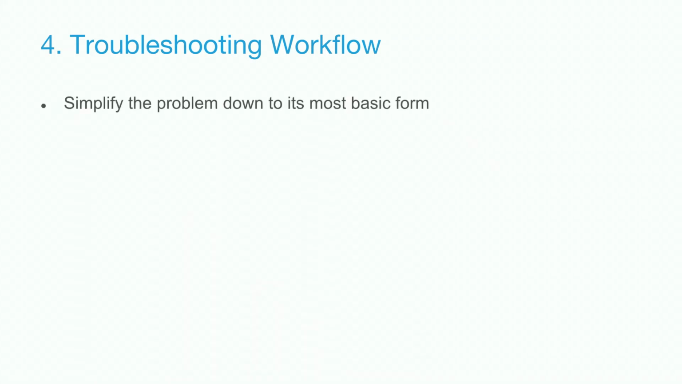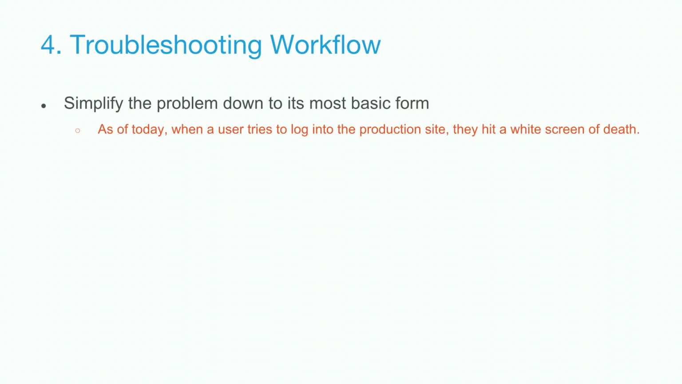Right, so at this point, if you're a site editor, if you're not someone who maintains the site itself, this might be a good point where you're handing this off. You've simplified the problem, and you've got a good problem statement. As of today, user tries to log into the production site, they're hitting a white screen of death. That is all super useful information. That tells us a lot of things about where we can start looking at the site. It's an authenticated user, it's not an anonymous user. That means there are a few other factors in play, and then we can build off of those.